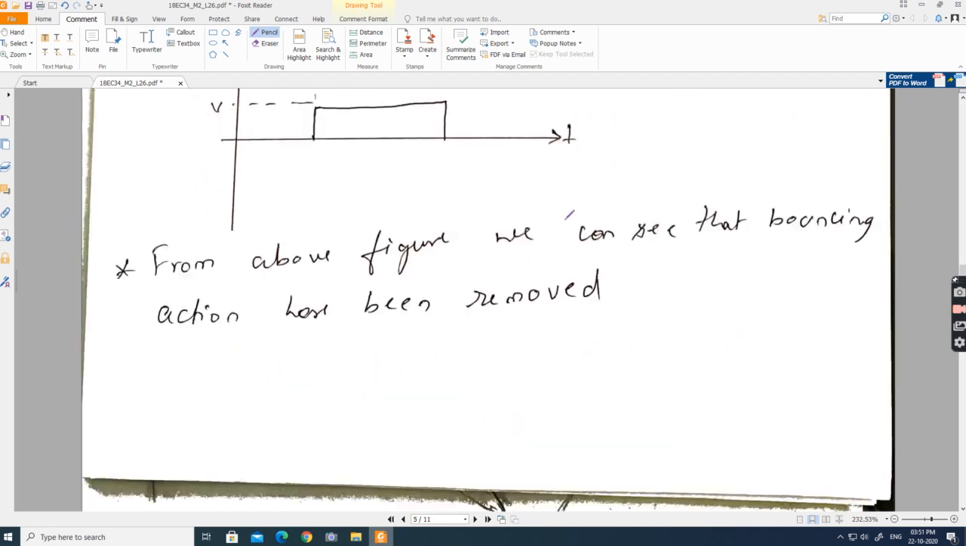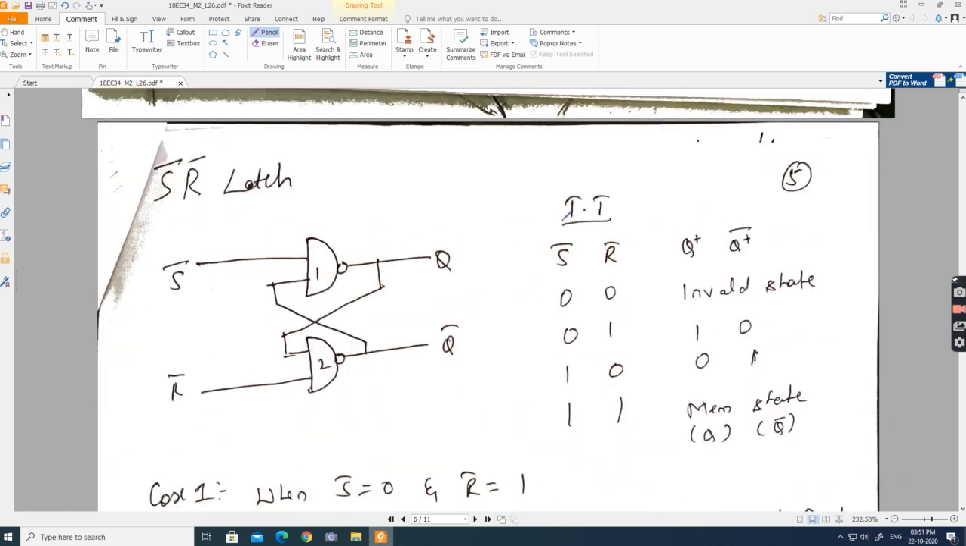Right. Next, the S bar R bar latch. This latch is implemented using a NAND gate. That is the first point to remember. The second point to remember is the first input is S bar and the second input is R bar.